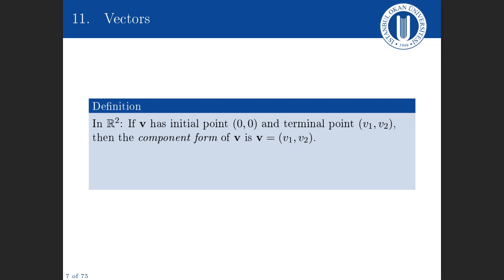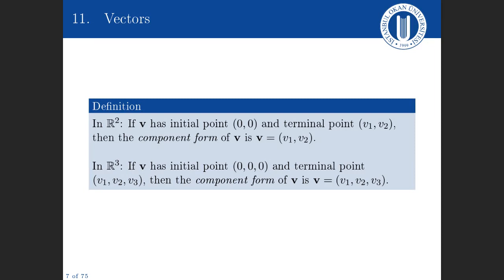In two-dimensional space, in R2, if a vector V has initial point 0, 0 and terminal point V1, V2, then we can say that the component form of V is open bracket V1, comma V2, close bracket. And we have a similar idea in three-dimensional space. If V has initial point 0, 0, 0 and terminal point V1, V2, V3, then the component form of V is V1, V2, V3.